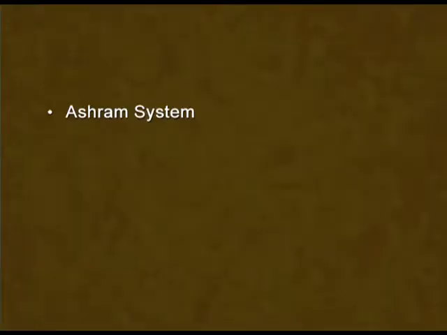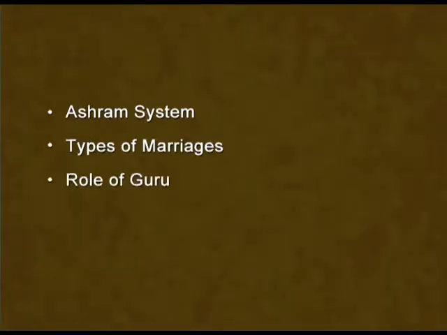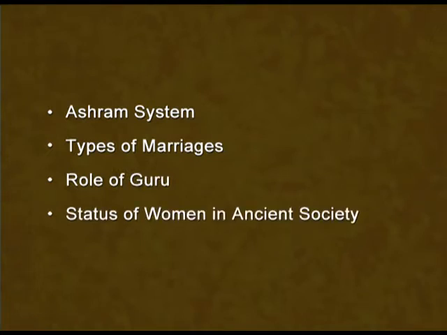Mahabharata also tells us about the ashram system, types of marriages, role of guru and status of women in ancient society. About political life, the Mahabharata tells us about the emergence of kingdoms like Kuru and Panchal, about kings' absolute powers, about political conspiracies to gain power and also about rules and regulations of warfare.